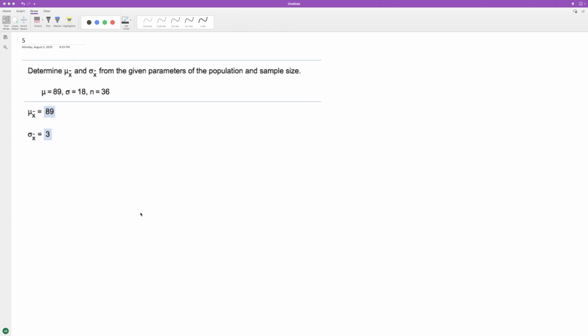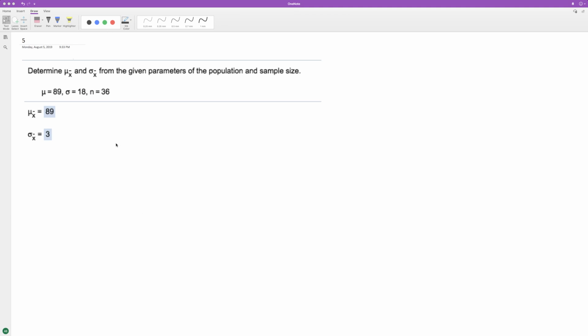We want to find the population mean and the standard deviation of the population. So from the given parameters, what are the parameters of the population and the sample size? The mean is just going to be 89, but probably the most important thing to remember when they give you a specific sample from a population is to remember the different equations to use.